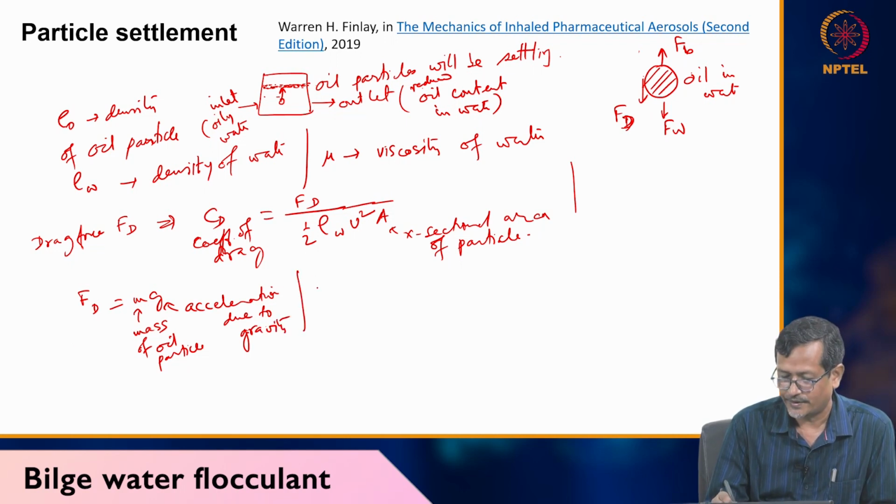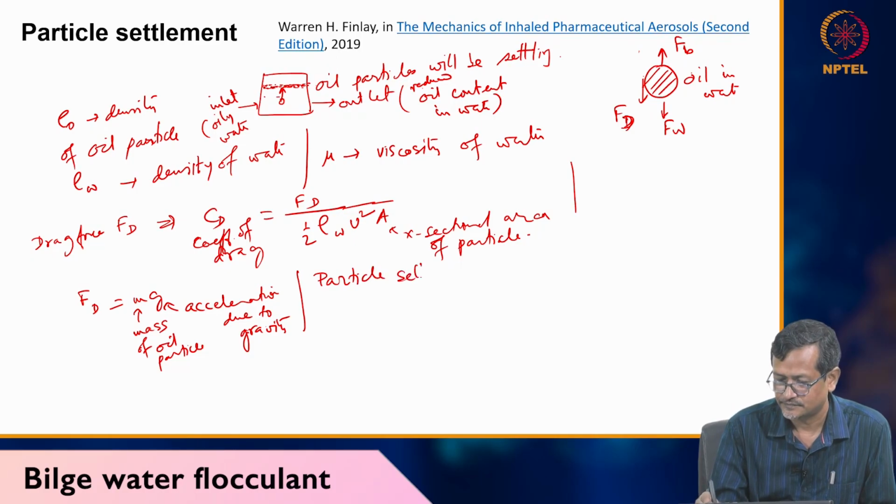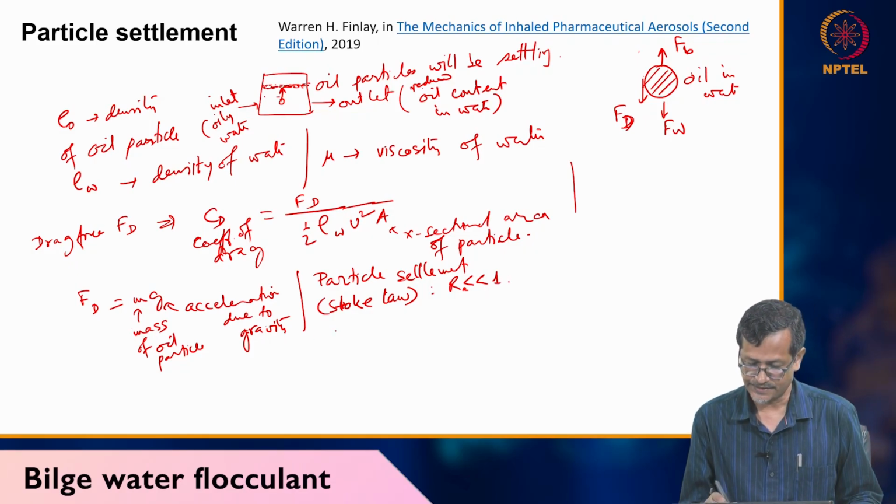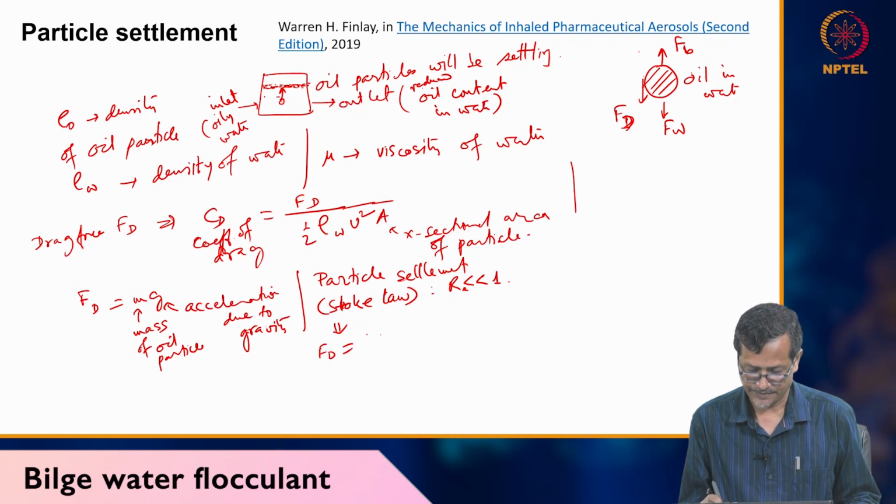So we have one Stokes law. This is called particle settlement. Stokes law, and the condition is that the Reynolds number must be very lower than 1. So Stokes law says Fd equals 3 pi d mu Vs, or V settling.